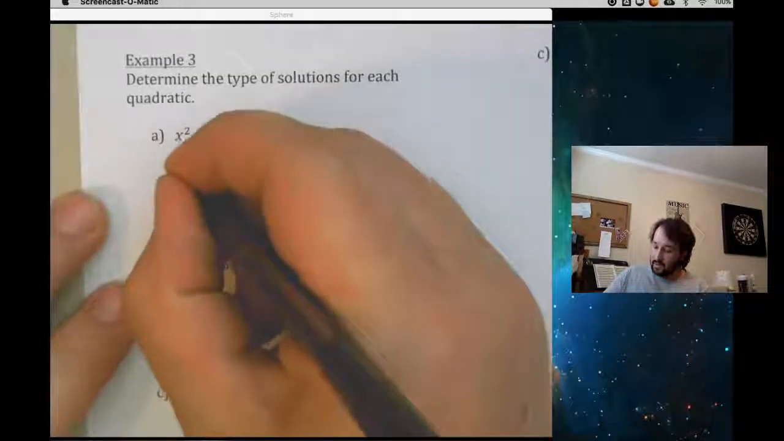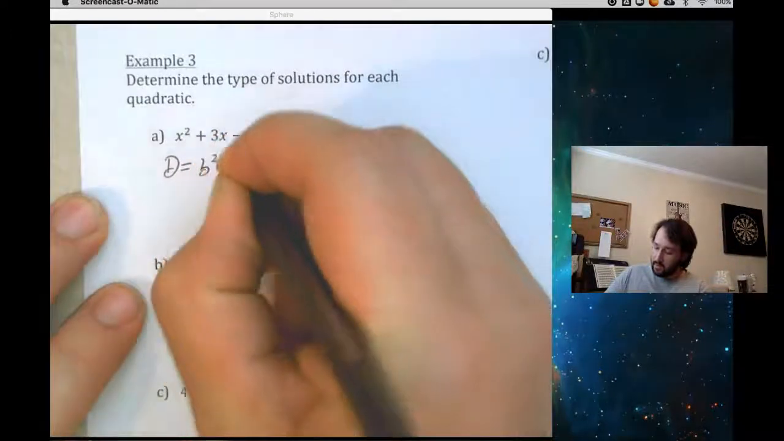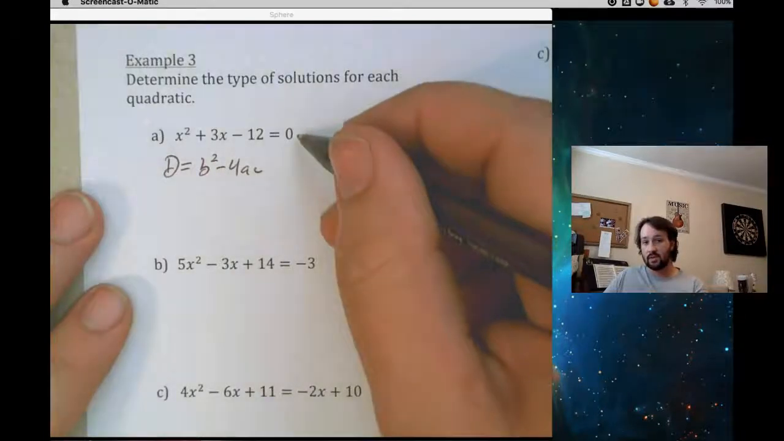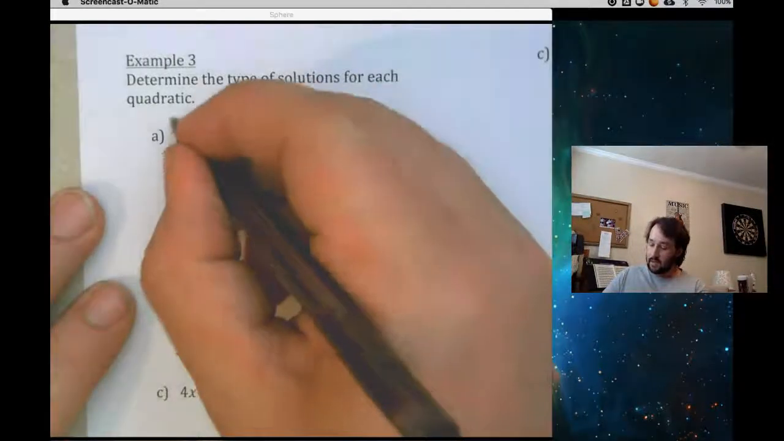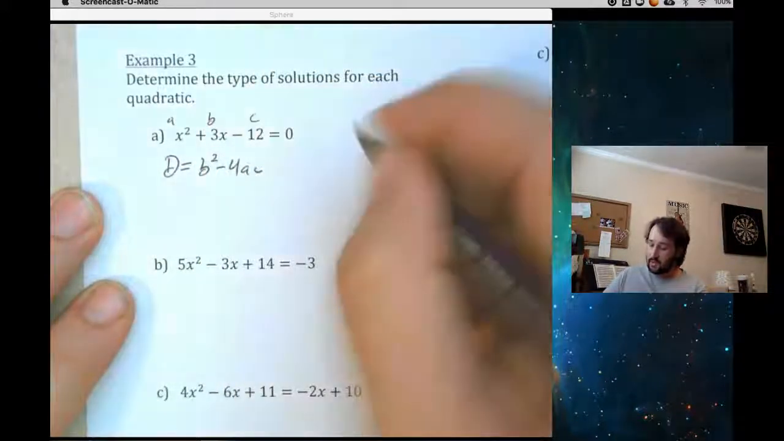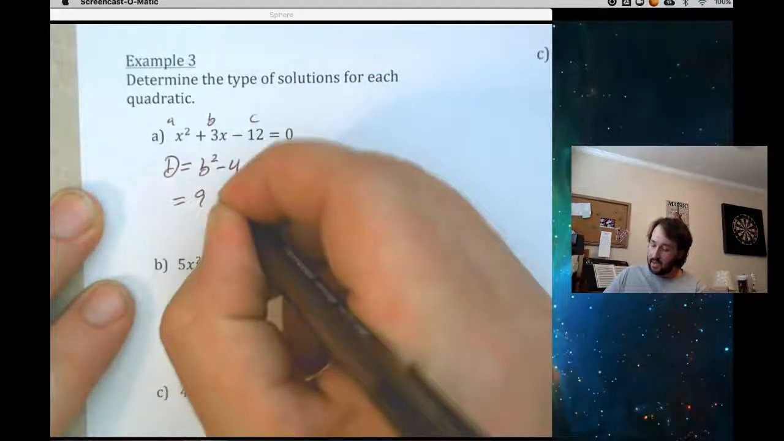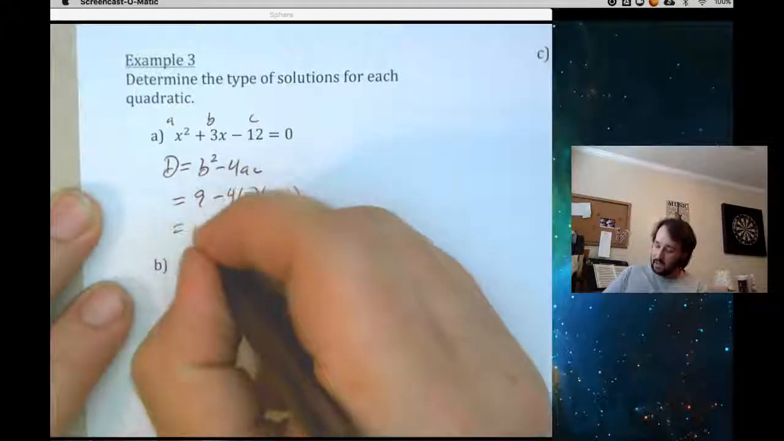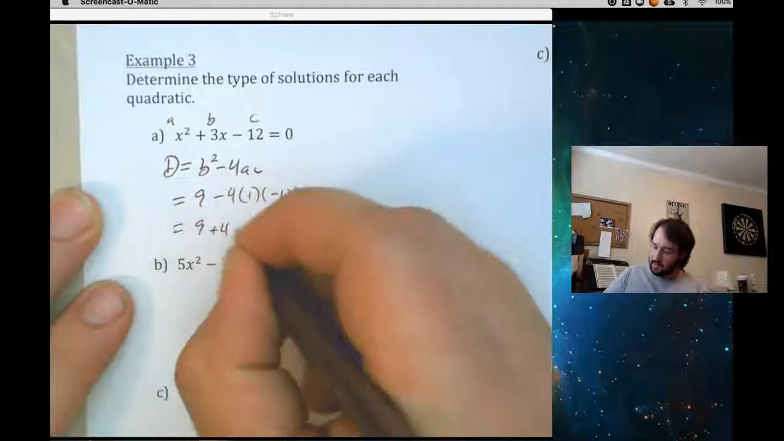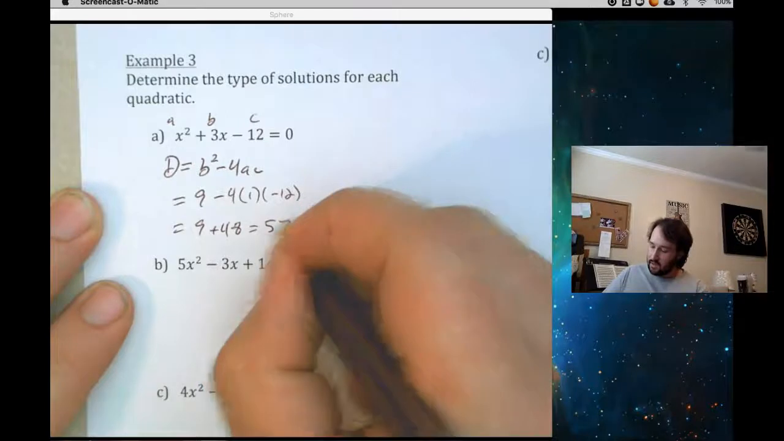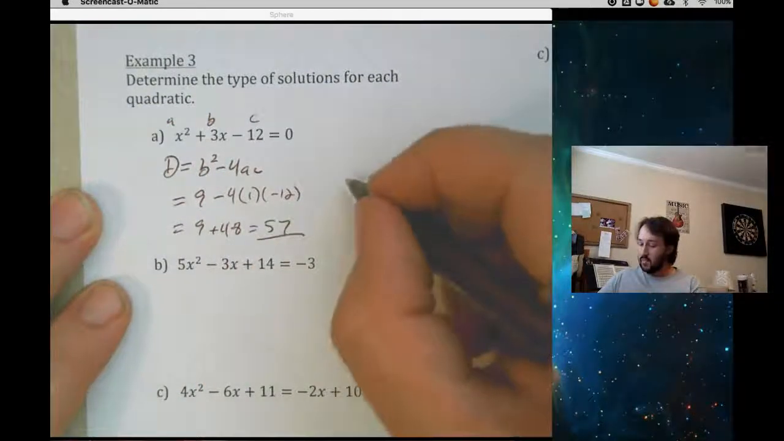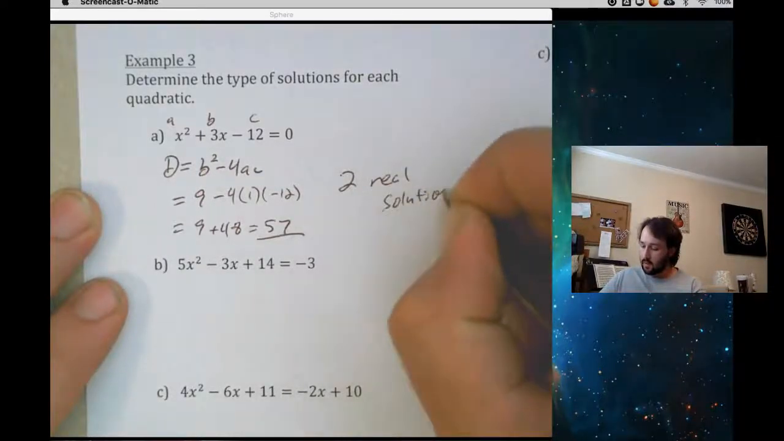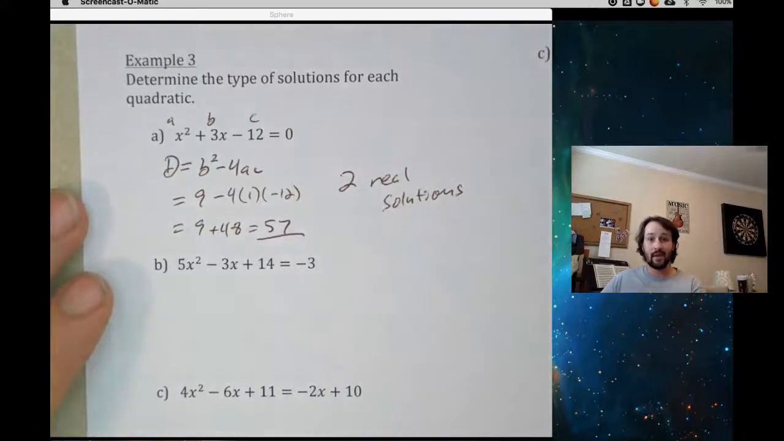So if I take that discriminant equals b squared minus 4ac, I'm just copying the formula, again, it needs to be equal to 0. If it's not equal to 0, we're going to have some issues. This is still a, this is still b, this is still c. So if I do b squared, that will be 9 minus 4 times 1 times negative 12. So this would be 9 plus 48, which equals 57. The discriminant is positive, so I will have two real solutions. I call them real solutions because they're not imaginary.